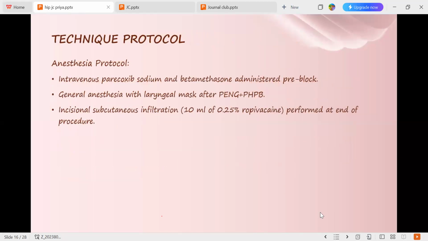So the technique they followed is, before the block, they have given intravenous parecoxib and betamethasone, followed by they are providing PENG block with PHPB. After that, they are inducing the case under general anesthesia, and at the end of the surgery to overcome the pain from the dermatomes, they are giving incisional subcutaneous infiltration of 10 ml of 0.25 ropivacaine.